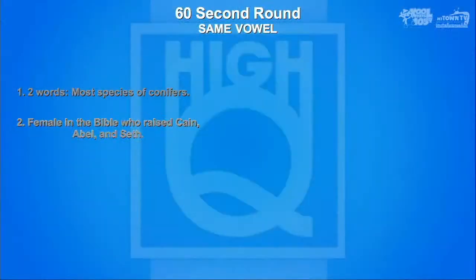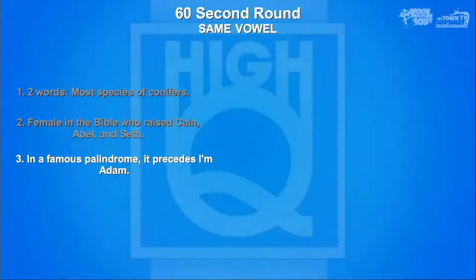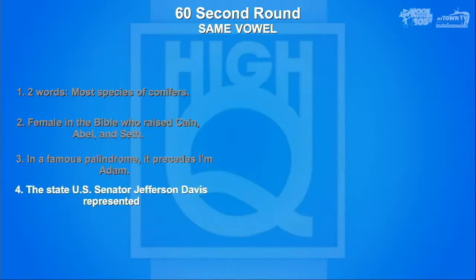On the same vowel, two words, most species of conifers. Starts with an E. Answer? Evergreen. No, I needed two words. Evergreen trees. See, they all have E in them, so the same vowel. All right, how about in a famous palindrome, it precedes I'm Adam. Jacob? Madam. It is Madam. So if you reverse that, you get Madam. The state U.S. Senator Jefferson Davis represented. Virginia. No, it was Mississippi.